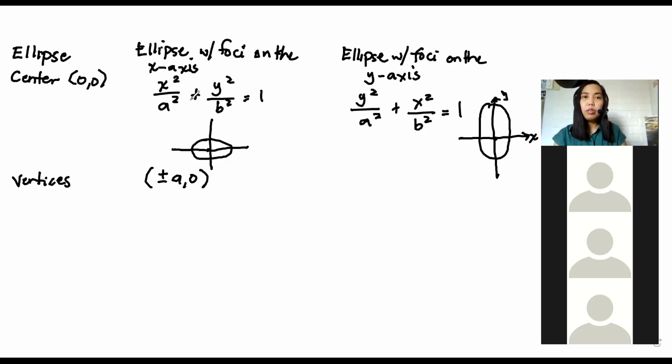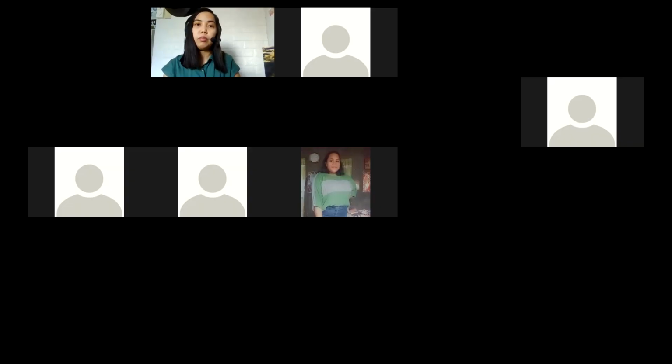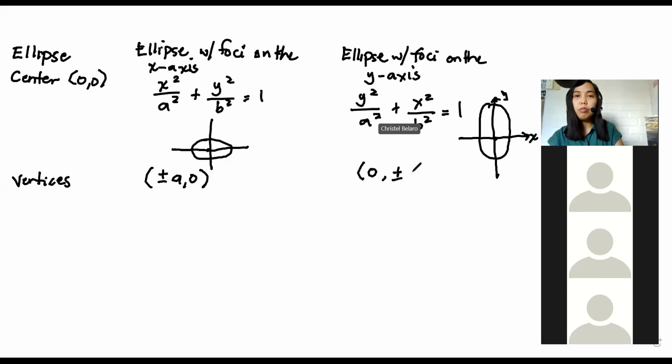Okay, so here the major axis is along the x-axis. So your vertices, the coordinates are positive, negative, a, 0. If your foci is on the x-axis, the coordinates of your vertices are 0, positive, negative, a, since the major axis is on the y-axis. Okay? So next, vertices, foci.